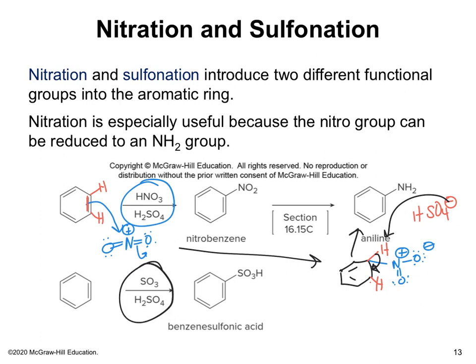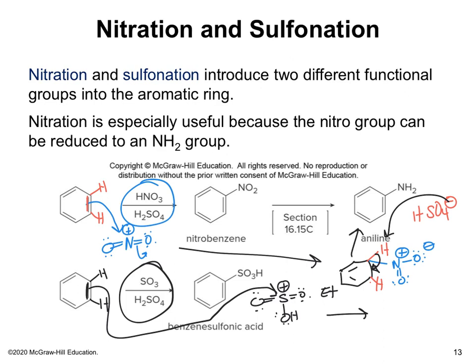Sulfonation: sulfur trioxide and sulfuric acid make this electrophile. And then you can draw in your hydrogens. You can show the sigma complex here. You don't have to draw a second arrow because sulfur has d orbitals, which is an expanded octet. You pick one of those carbons. At this point, it doesn't matter.